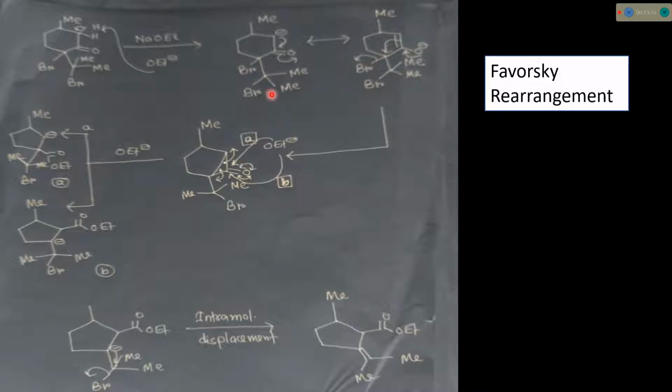We all know that this is a Favorskii rearrangement. In the Favorskii rearrangement, this negative charge pushes back and this carbon will attack to form a cyclopropane kind of ring, a cyclopropanone with the carbonyl compound. Now this OEt minus attacks this carbonyl compound, and there are two possible ways to break the C-C bond.